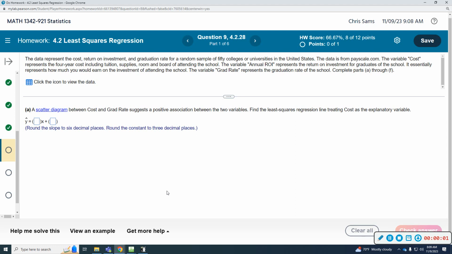All right, so number 9, you can kind of read over the problem scenario. We have some data, and we're going to go through these 6 parts. So A, scatter diagram between cost and grad rate suggests a positive association between the two variables. We're going to find the least squares regression line treating cost as the explanatory variable.